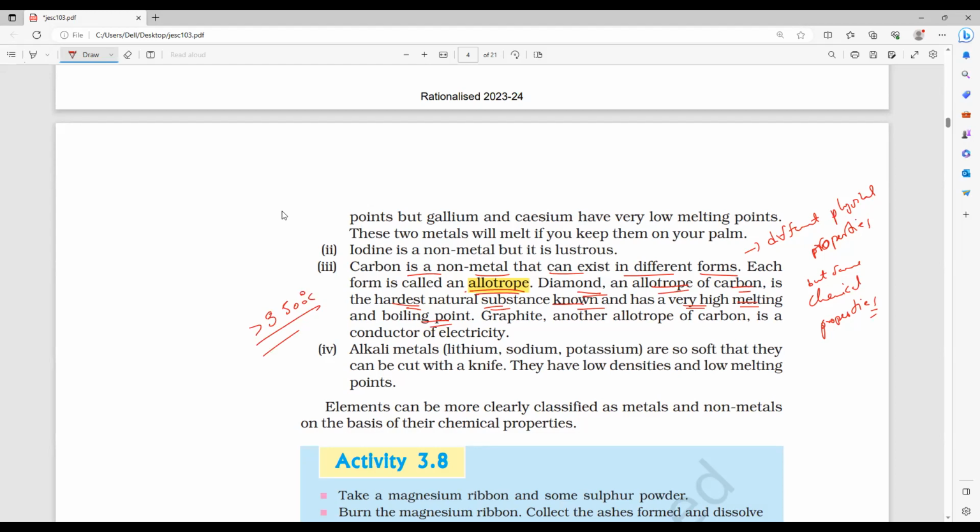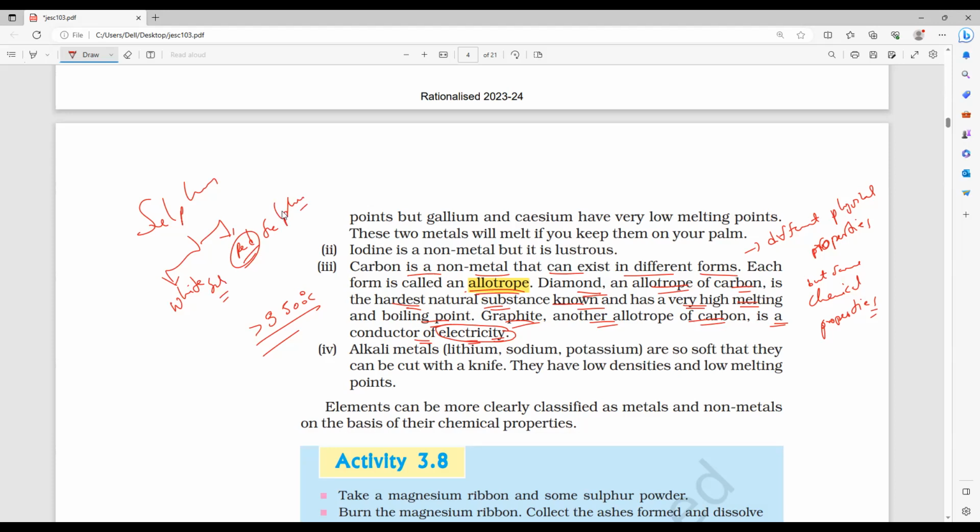Now, graphite is another allotrope of carbon, which is a good conductor of what? Everybody, which is a good conductor of? Respond, just now we studied. Electricity. Even sulfur has allotropes, white sulfur as well as red sulfur. So we can say sulfur also shows allotropy.